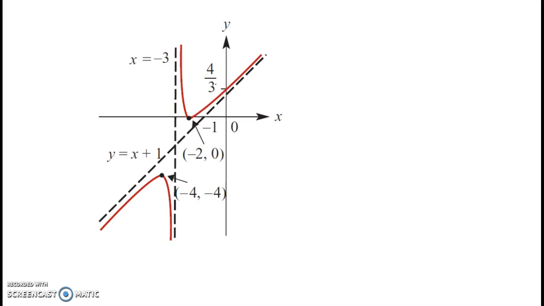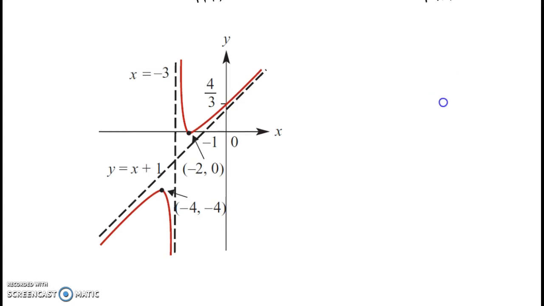And then we found our stationary points: minus 4 was a maximum, and the stationary point (-2, 0) was a minimum. So that x-intercept that we found happened to also be the minimum turning point of the graph. So hopefully that's been a helpful introduction to some of these graphs that we'll be looking at next lesson.